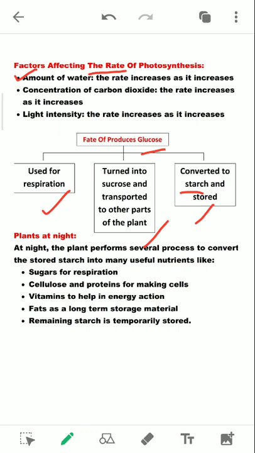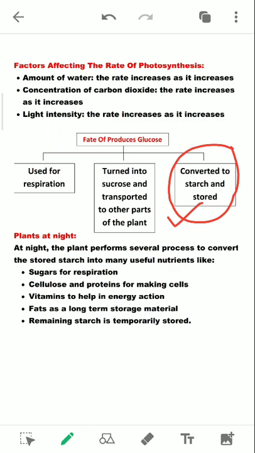Okay, plants at night. At night, the plants perform several processes. They have to convert the stored starch into useful nutrients. As we know, photosynthesis mostly happens in the daytime because you have lots and lots of sunlight. Without sunlight, photosynthesis cannot happen. So when the plant produces excess glucose, it stores it in the form of starch. When the night comes, it can use that starch to do different processes which are all present here.